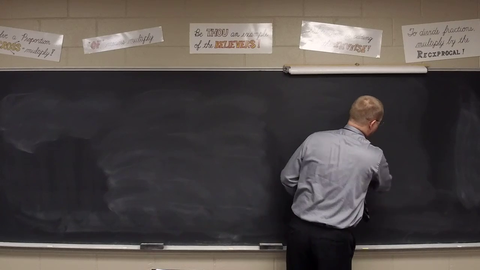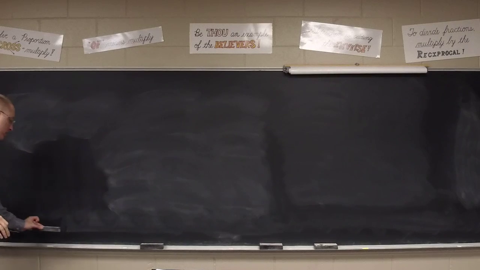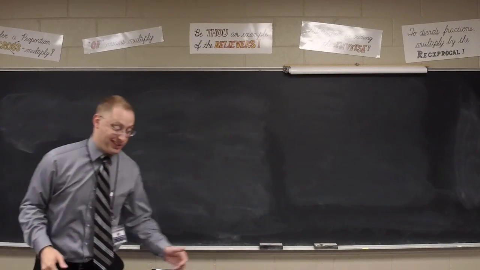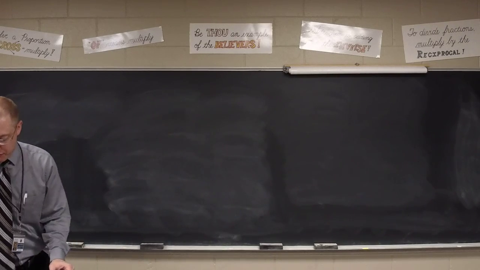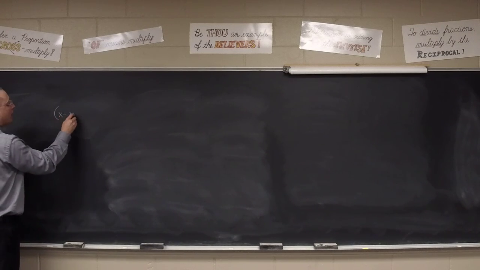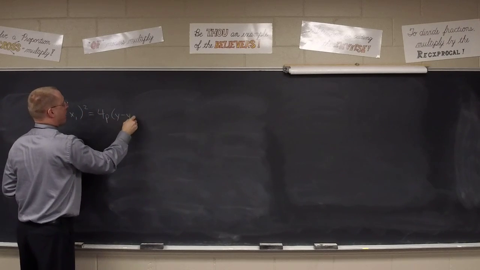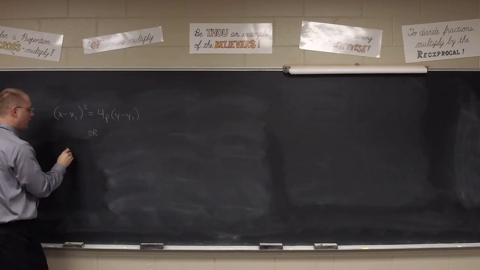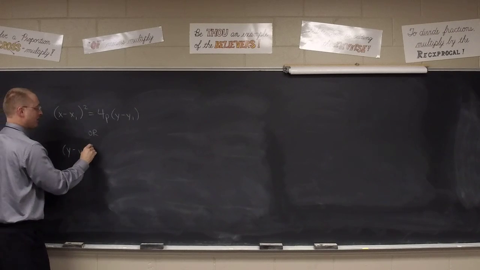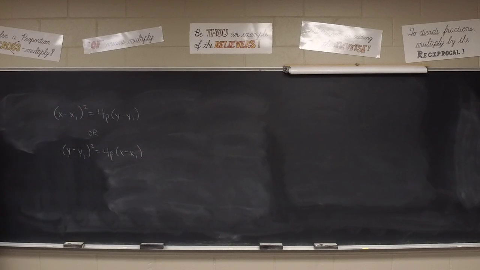One way to think of this, and some textbooks will use this, is you're translating the origin, so therefore the vertex moves with it. Another way to look at it is you just move the vertex. There are two forms of a parabola with a translated vertex. Either (x − x1)² = 4p(y − y1), or (y − y1)² = 4p(x − x1). And as you look at it, you're like, oh, I see what you did there, right?